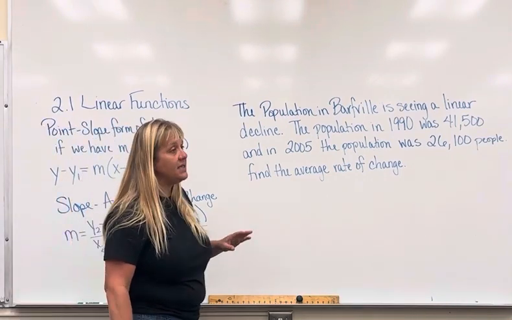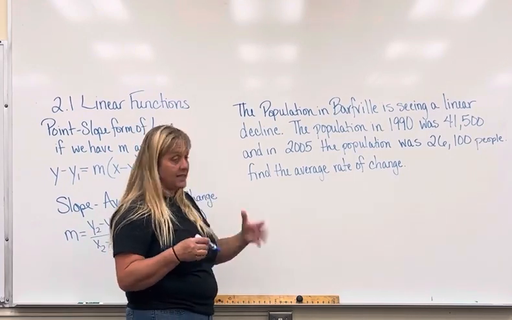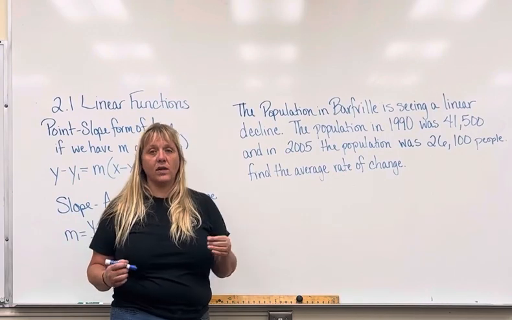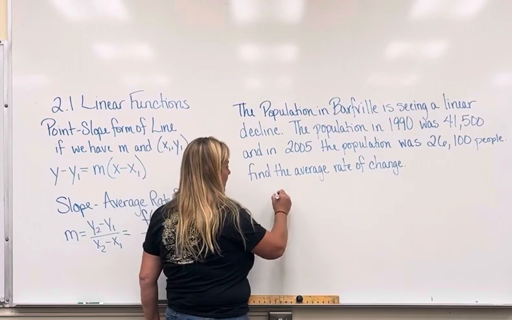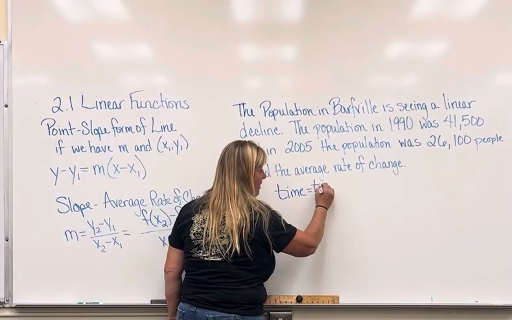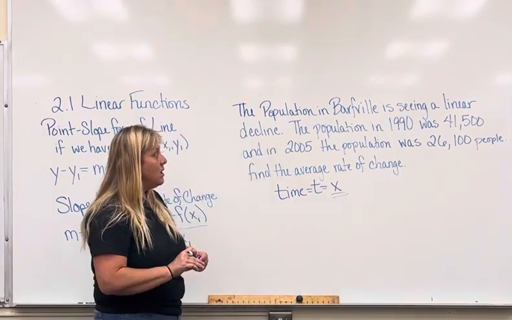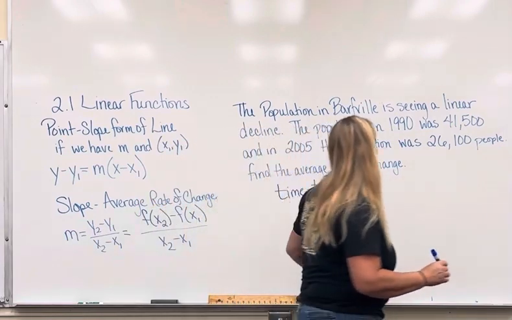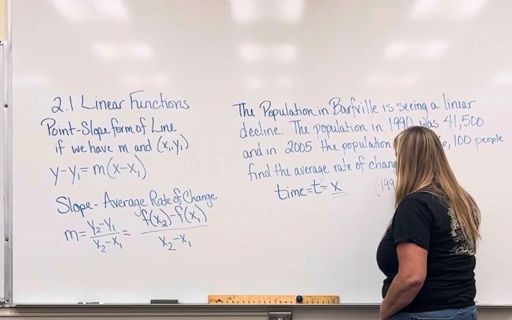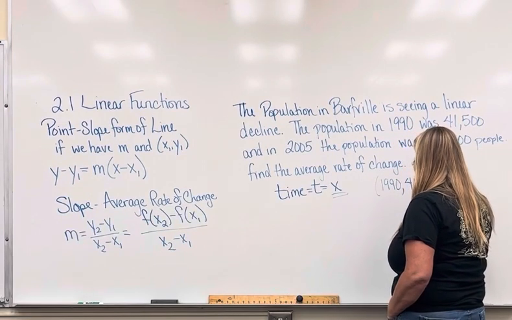Now, one thing to keep in mind when you're doing a word problem that deals with population and time: time is always going to be your x variable. Okay, so time, which sometimes gets used as your t variable, is also your x variable. So if we were to draw this out as if we had 2 points, the points would be, in 1990, the population was 41,500.